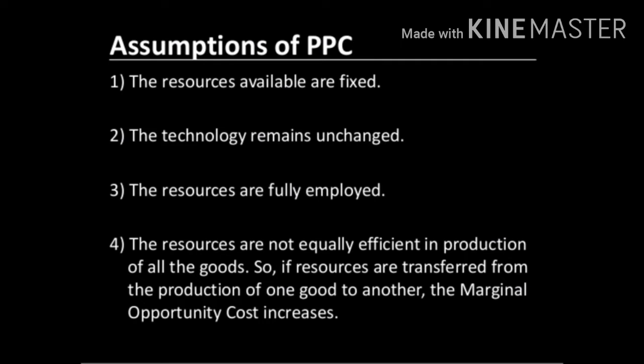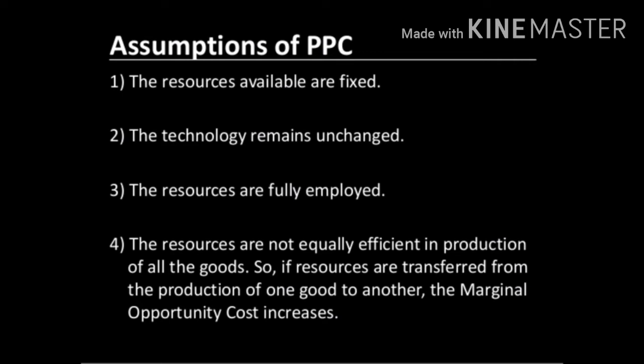Usually in economics, we will have some assumptions to derive any law. So here, to prove production possibility curve, we have listed a few assumptions. So based on these assumptions only, we are proving production possibility curve. The first assumption is the resources available are fixed.